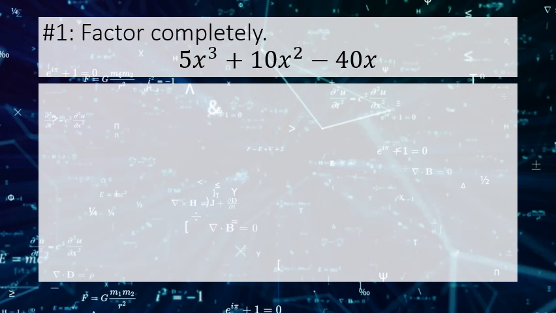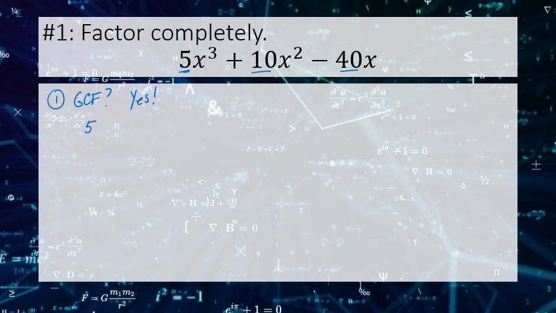To factor completely, the first thing you always want to check for is a GCF, or a greatest common factor. So if I look at my original problem, I'm first going to pay attention to the numbers. So I'm going to look at the 5, the 10, and the 40. And I recognize that all of those numbers are divisible by 5. So I know that I have a greatest common factor of 5.